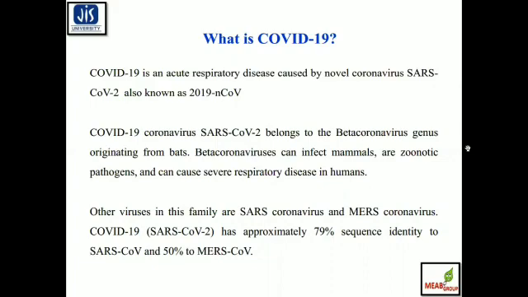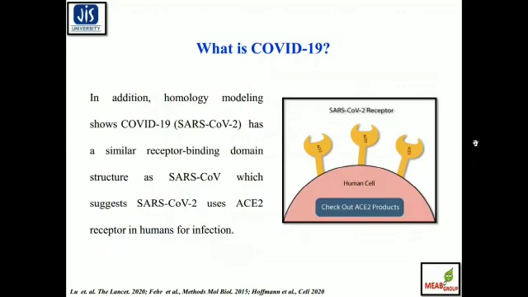COVID-19 coronavirus SARS-CoV-2 belongs to the beta coronavirus genus originating from bats. Beta coronaviruses can infect mammals, are zoonotic pathogens, and can cause severe respiratory disease in humans. Other viruses in this family are SARS coronavirus and MERS coronavirus. COVID-19 has approximately 79% sequence identity to SARS-CoV and 50% with MERS-CoV. In addition, homology modeling shows COVID-19 has a similar receptor binding domain structure as SARS-CoV, which suggests the SARS-CoV-2 uses the ACE2 receptor in humans for infection.